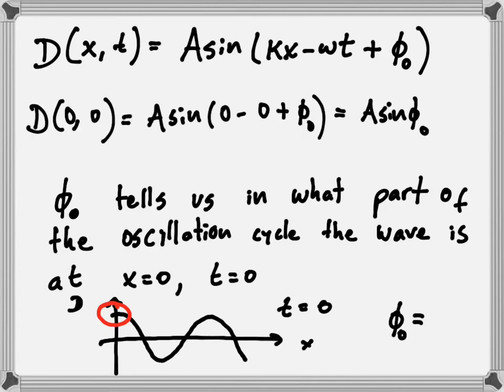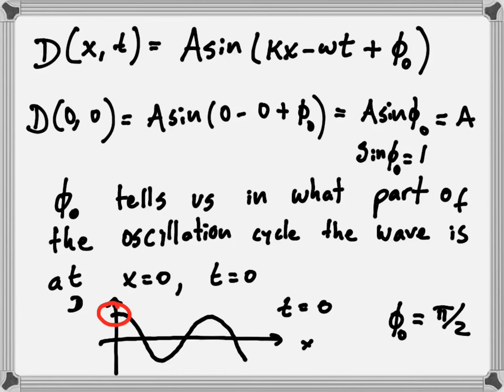Take a look at the equation on top, and replace x equals 0, t equals 0. You get a sine of 0 minus 0 plus phi naught, so that's A sine of phi naught. And we know that this is equal to A, since from the picture the displacement is the amplitude of the wave at that point. So A sine phi naught equals A, therefore sine of phi naught is equal to 1. And the only value that gives you a sine of 1 is if the argument of the sine is pi over 2. So in this case, the initial phase is pi over 2.